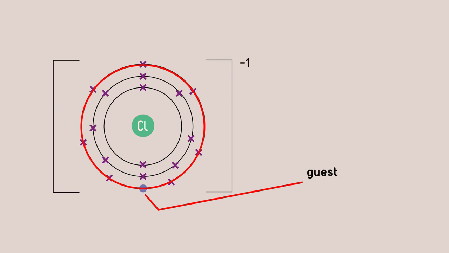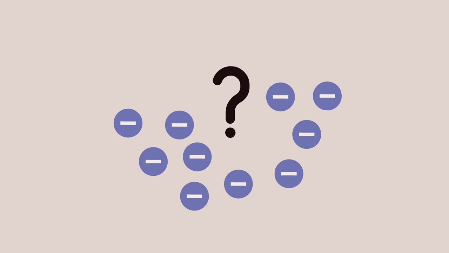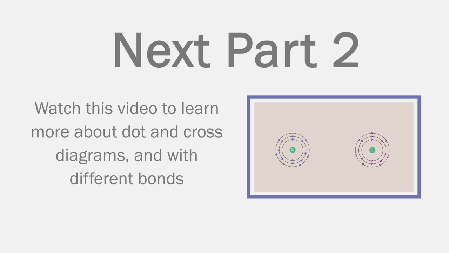Dot and cross diagrams provide a useful way to keep track of where electrons come from. Of course, we don't really know which electron is which. They all look the same, but this is a very useful notation for showing what has happened. Bonding occurs when an atom doesn't have the electrostatic force to steal another atom's electrons.